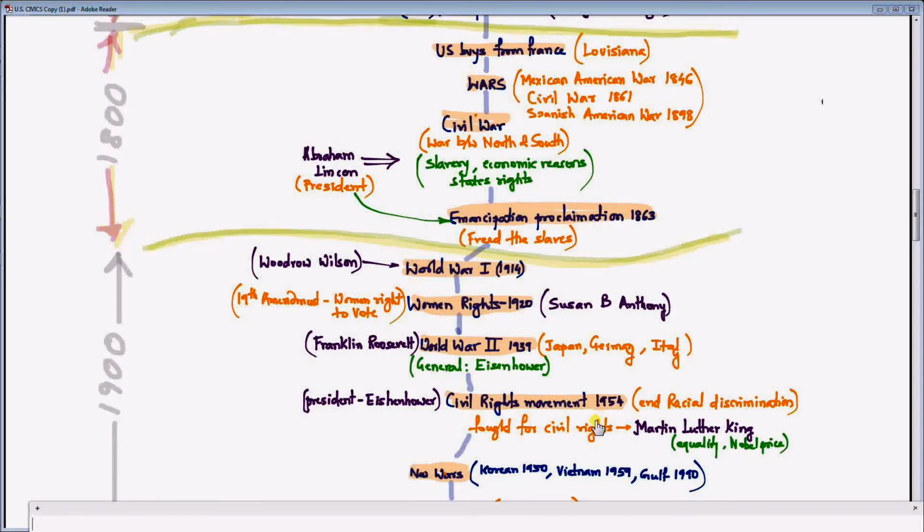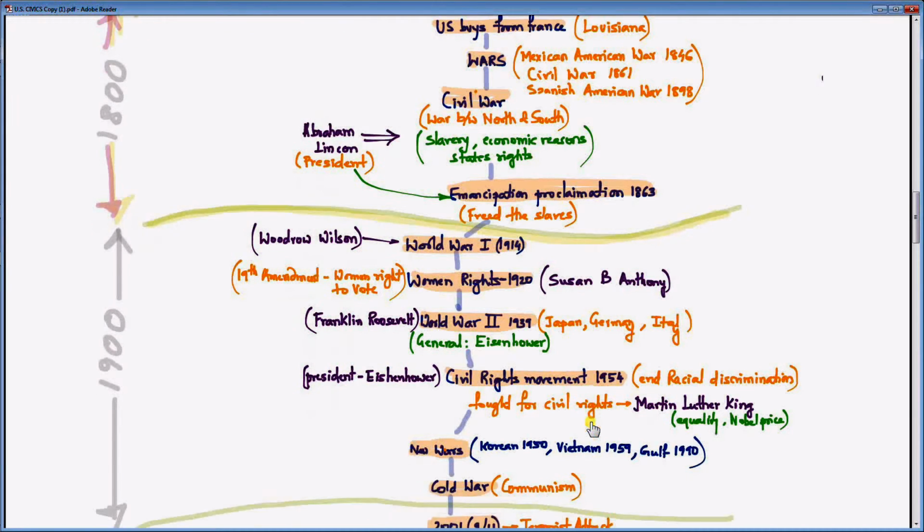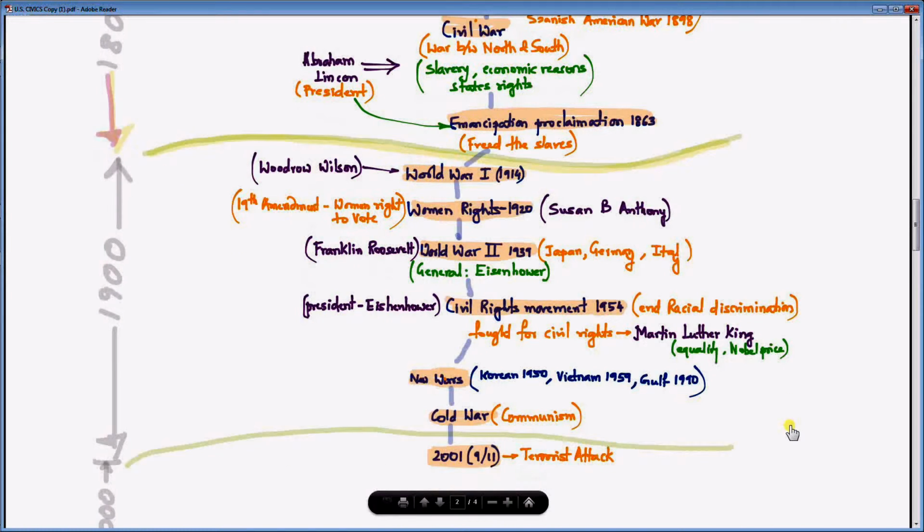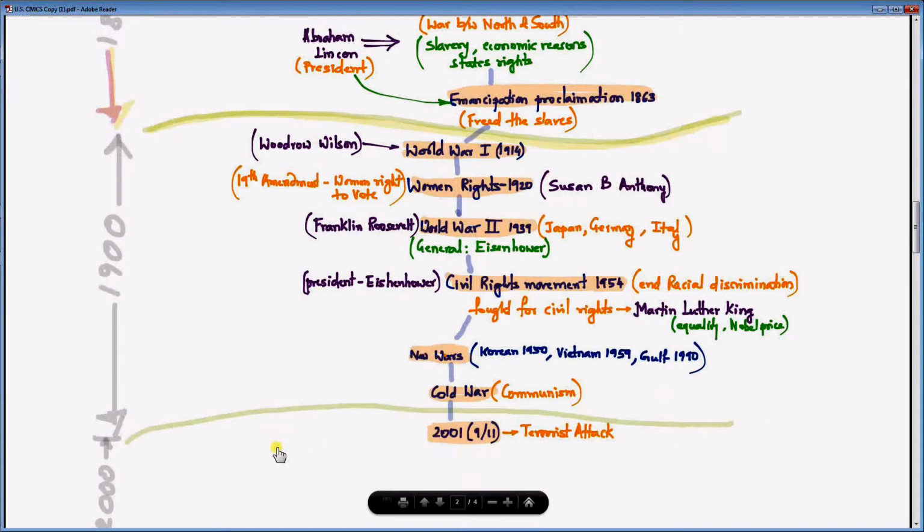The civil rights movement was the moment where we tried to end racial discrimination. Martin Luther King fought for civil rights and equality and won a Nobel Prize. We had a share of few more wars, including the Cold War against the Soviet Union, where the key issue was communism. In recent years, the biggest issue that happened in 2000 was the terrorist attack on the United States in 2001.